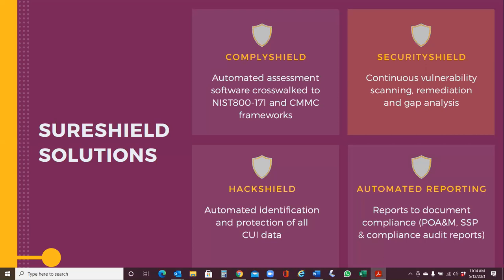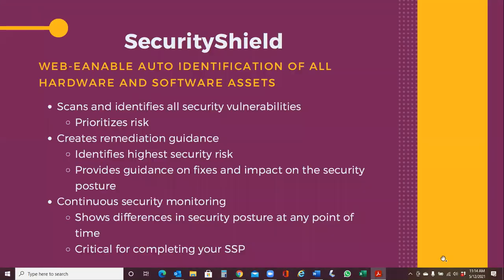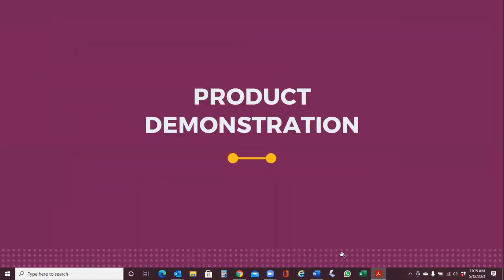So I'm just going to go on to the next slide and briefly talk a little bit about what the Security Shield does. It's a web-enabled tool that actually helps scan and identify all security vulnerabilities, that helps prioritize risk, creates remediation guidance, and I'm going to show this to you, identifies your highest areas of risk. And it's a continuous monitoring tool, which is actually a critical component of completing your SSP.